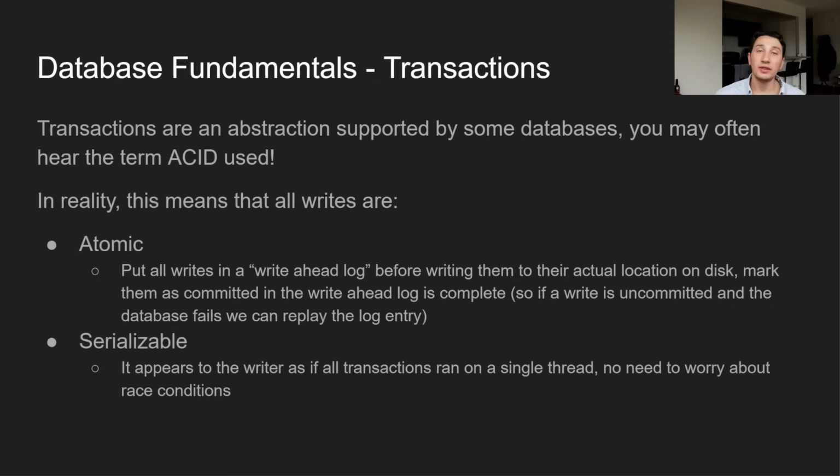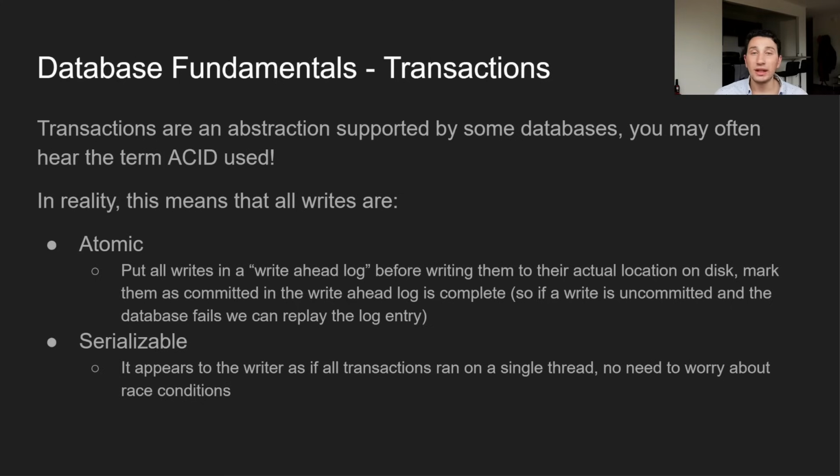So we often hear this term ACID to describe transactions. I'm not going to go through the full acronym for ACID, but it really means that the writes you're making to your table are atomic, meaning that if I'm writing to multiple rows at once, they're all either going to succeed or they're going to fail, and they're also serializable, meaning that we effectively aren't going to have any concurrency bugs to worry about. It's going to look as if one thread is making all of these writes.